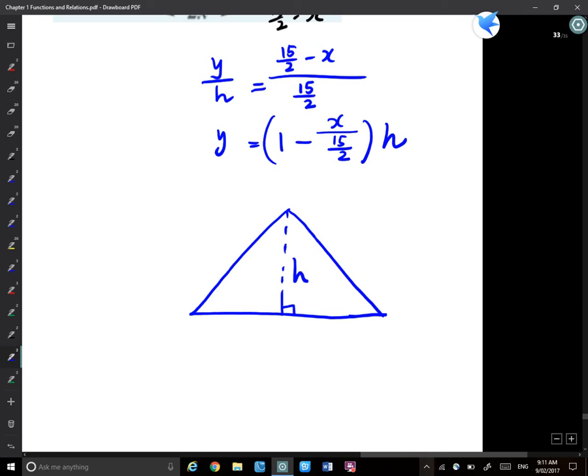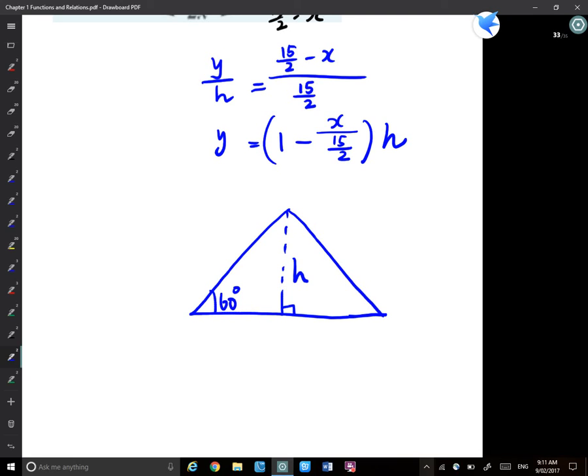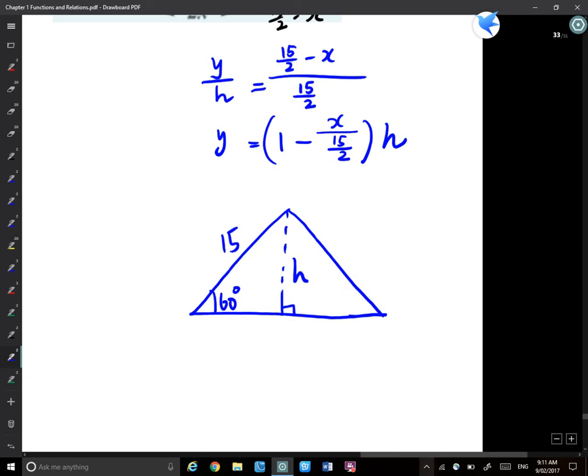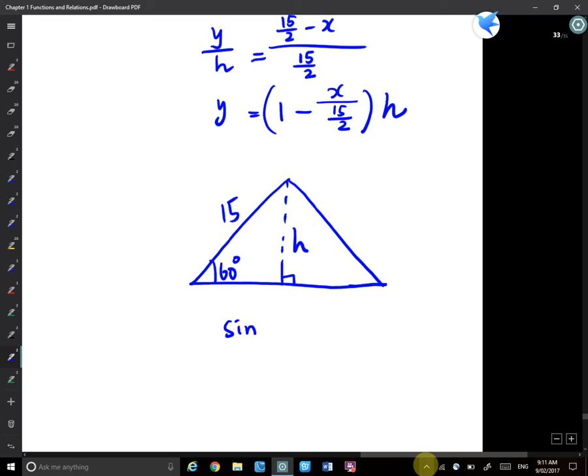okay, that's the h. That is 60 degrees. Okay, equilateral triangle, 60 degrees. 60 degrees will tell you something already. And that is 15. So sine 60 degrees equals h over 15. H equals 15 sine 60 degrees.